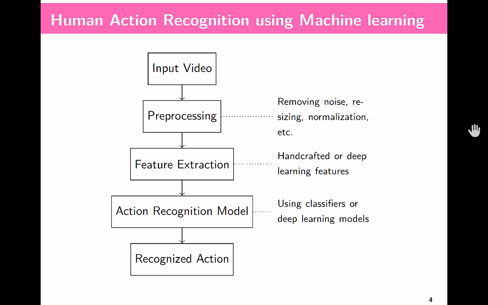Then once you have the features, we put them together in the action recognition model. The features that we extracted in the previous step are fed into the classifier or deep learning model. This could be done using a convolutional neural network, an RNN, or various other things, so that the features that we extracted earlier pass through this action recognition model and tell us what that person is doing. So the output is the recognized action of that input video.